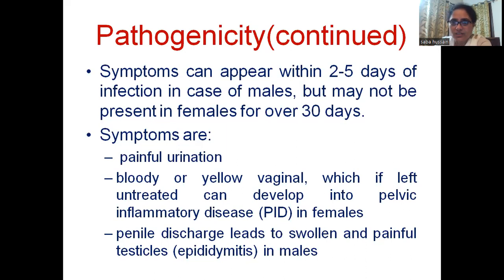So if it is present in the vagina, it can be a commensal. It becomes opportunistic many times, at the time when infection is there. Otherwise, Neisseria gonorrhea can be isolated as a commensal. Symptoms are painful urination and bloody or yellow vaginal secretions, and if left untreated, they can develop into pelvic inflammatory disease. Of course, this happens in females. In males, there is penile discharge, which leads to swollen and painful testicles, a condition in which epididymitis is noticed.